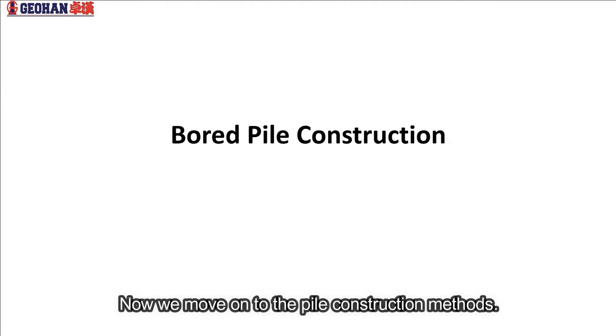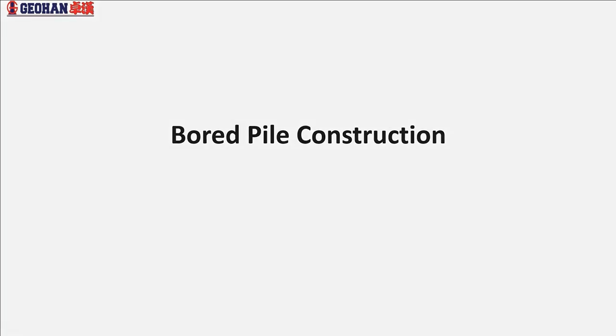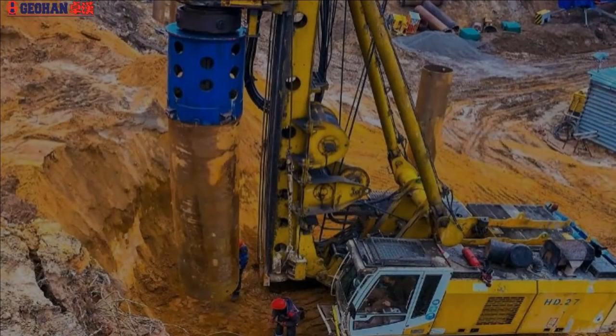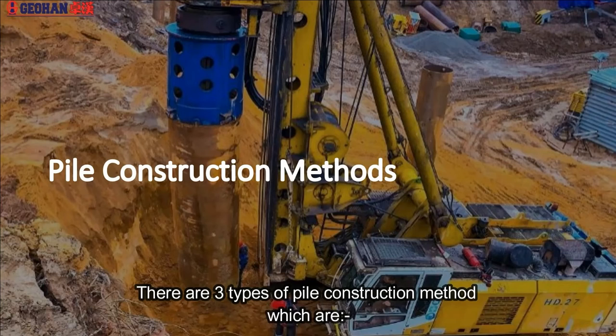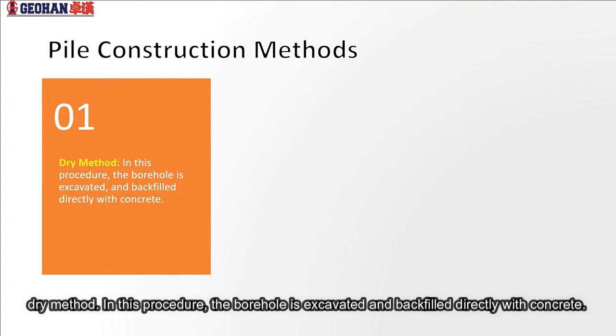We move on to the pile construction methods. There are three types of pile construction method, which are the dry method. In this procedure, the borehole is excavated and backfilled directly with concrete.